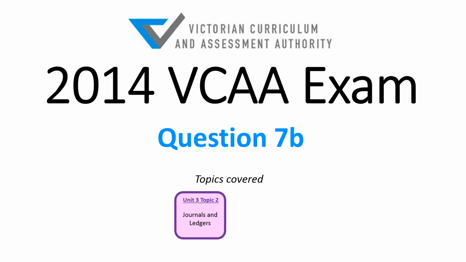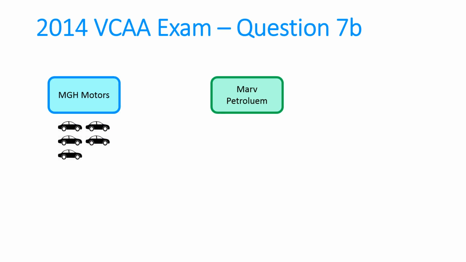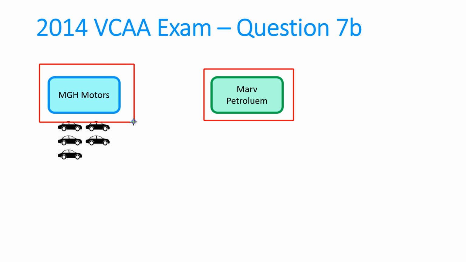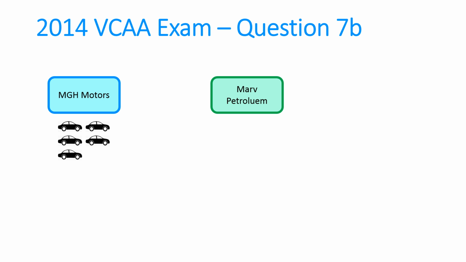7B covered journals and ledgers, but in a twist from 7A, it was looking at balance day adjustments for revenue, whereas 7A was looking at balance day adjustments for expenses. And that was because the question changed from looking at it from the standpoint of Mars Petroleum, which was what 7A was about, to actually looking at it from the perspective of MGH Motors.